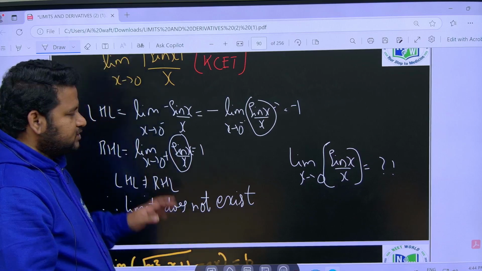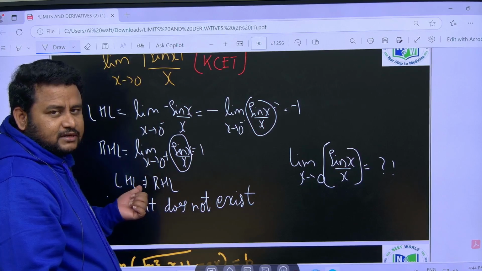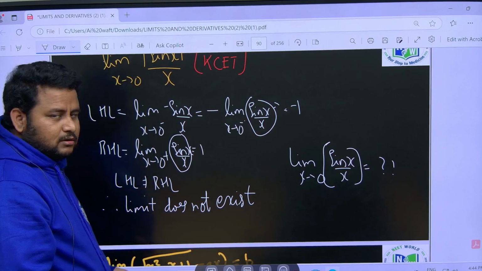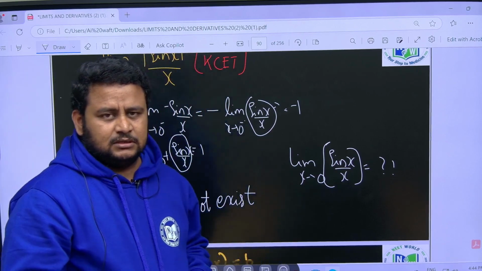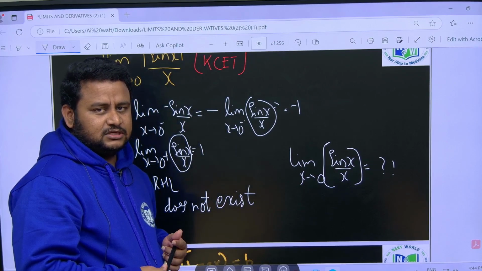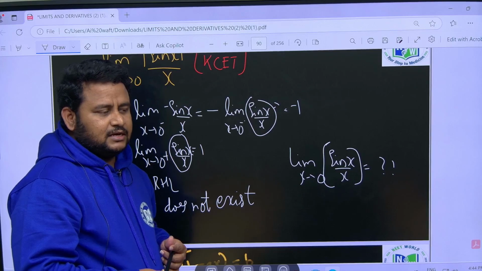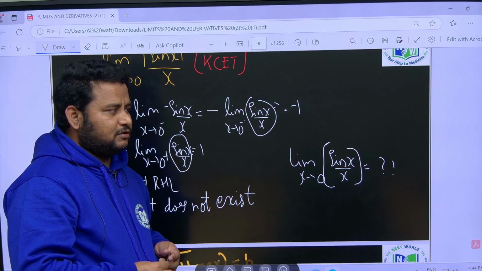Fine. These are the questions we have solved pertaining to the concepts of limits which we have learned, that is the properties of limits, trigonometric limits, Sandwich theorem, all these things. Next we will be dealing with L'Hopital rules, that is LH rule. Based on that we will be solving the questions.